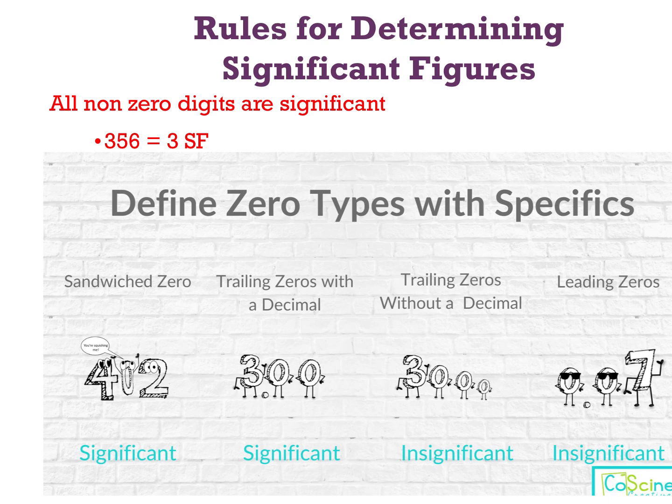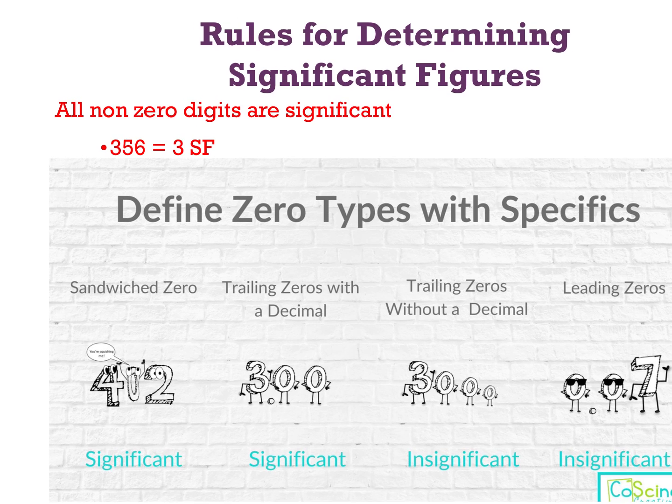Okay, so last class on Friday, we started learning the rules for determining the number of significant figures. So you should have this first one written down. All non-zero digits are significant. Your example is the number 356. All three of those are significant. So 3 SF means 3 sig figs.